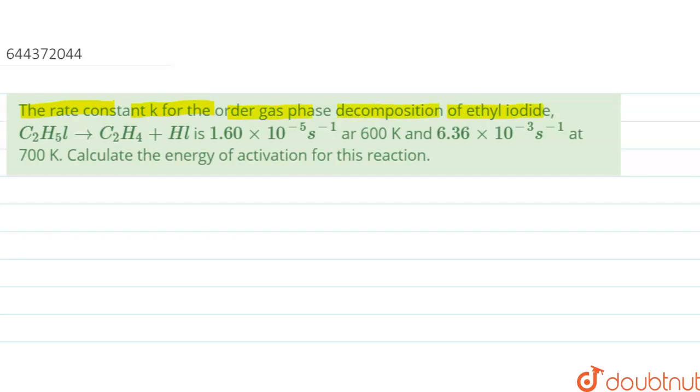Hello, in this question, given the rate constant K for the first-order gas phase decomposition of ethyl iodide, C2H5I giving C2H4 plus HI, is 1.60 into 10 raised to the power minus 5 second inverse at 600 Kelvin and 6.36 into 10 raised to the power minus 3 second inverse at 700 Kelvin. Calculate the energy of activation for this reaction.